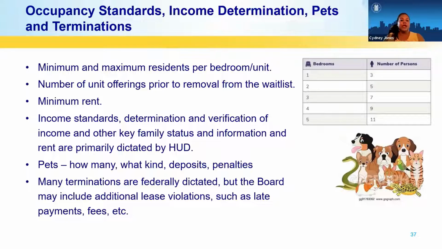Minimum rent, HUD allows the PHA to establish a minimum rent of anywhere from $0 to $50. Again, that's something that has to be in the ACOP. And as noted, a lot of the income standards in regards to what income is included and how it's calculated have to be also referenced in the ACOP.